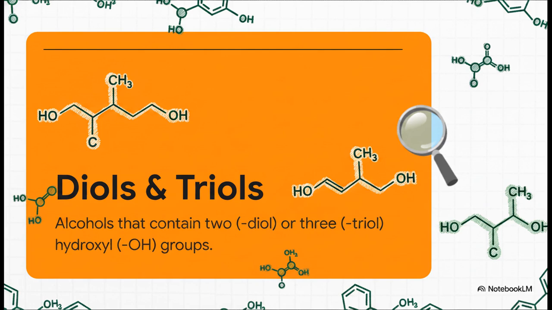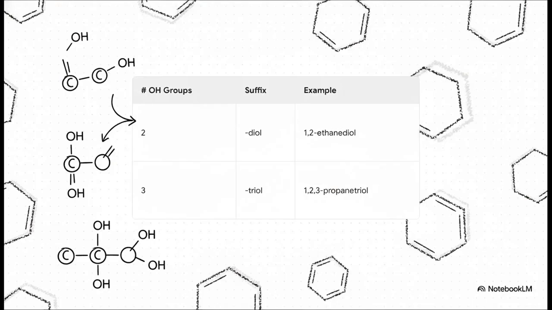So you might be wondering, what happens if a molecule gets greedy and has more than one alcohol group? Don't panic. The system is actually really simple for this. We just call them diols if there are 2 OH groups or triols if there are 3. The naming here is super logical. 2 OH groups gets you the suffix diol. 3 gets you triol.